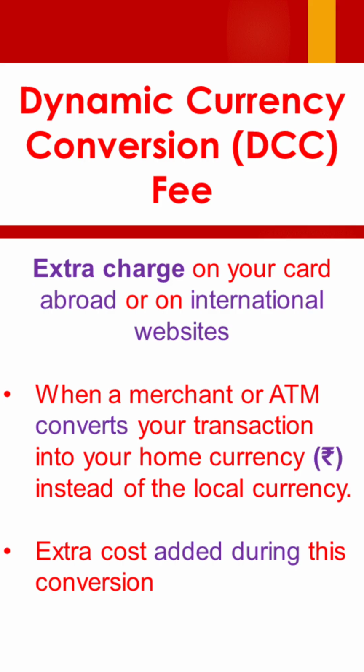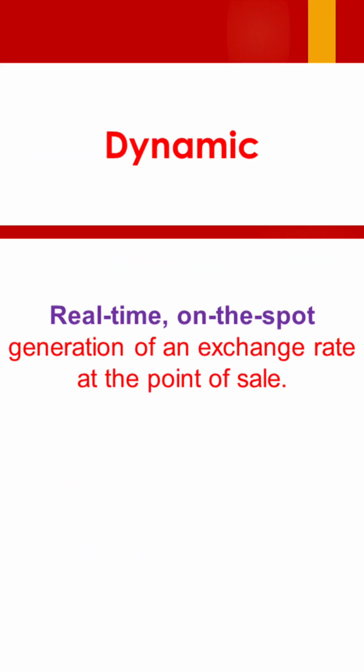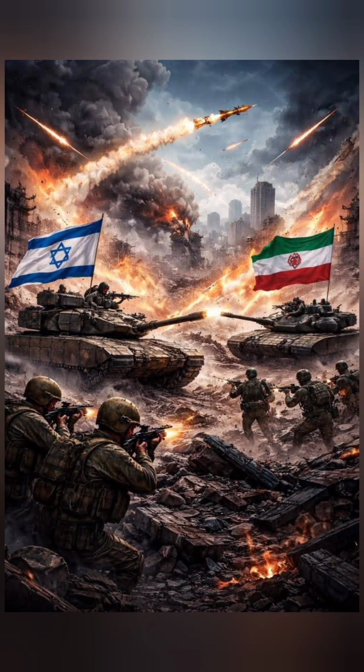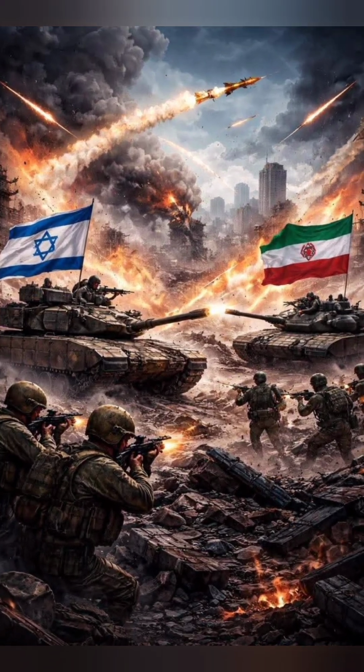Next doubt will be, what is dynamic meaning here? The answer is, the currency conversion happens instantly, real-time, on-the-spot generation of an exchange rate locally at the point of sale. Then what is the difference between earlier conversion method and this dynamic method? We have now seen that recently, because of Iran war, the fluctuation in the currency rate is extreme high.